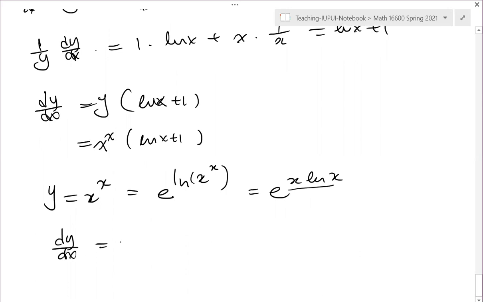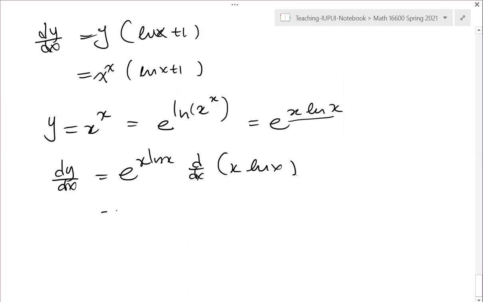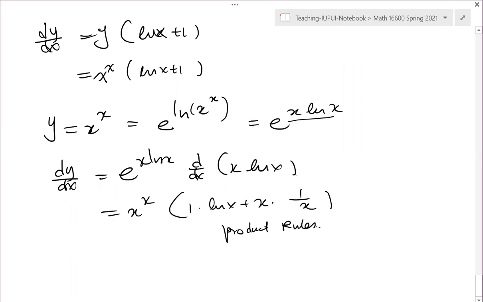When you differentiate by chain rule, you have the derivative of x times natural log x. The first factor is still x to the x, going back to the original. The second one is a product: 1 times natural log x plus x times 1 over x, since the derivative of natural log is 1 over x. This is the product rule. We have to follow the rules to derive the formula.